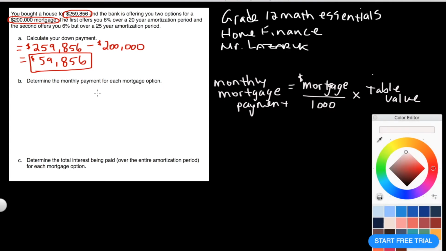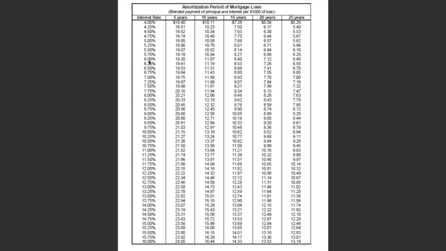Going back, I have two options that we need to calculate for. The first option is 20 years at 6%. So we're going to plug into my equation. I've got my mortgage, I'm going to divide it by 1,000, and I need to find my table value. Again, I'm looking at 6% over 20 years, so I'm looking at $7.12.